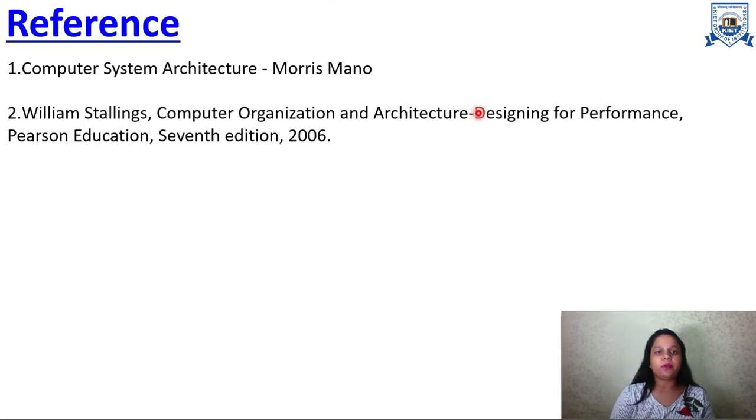For reference, I have used two books: Morris Mano, Computer System Architecture, and William Stallings, Computer Organization and Architecture. Both of these are standard books which we can follow to learn computer system architecture.